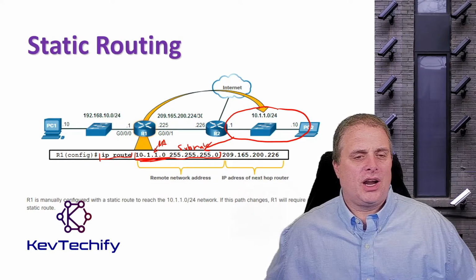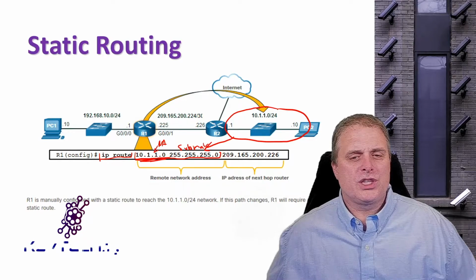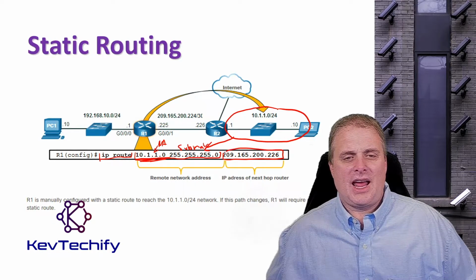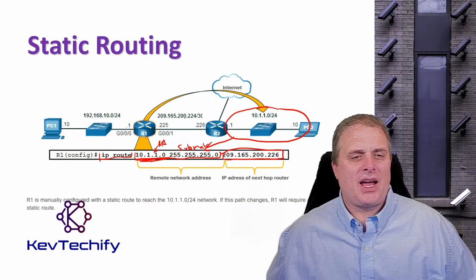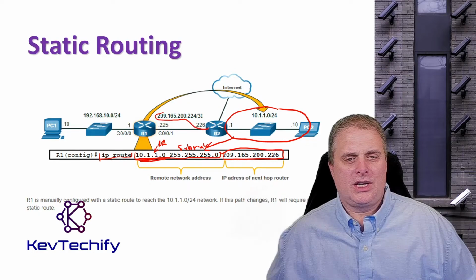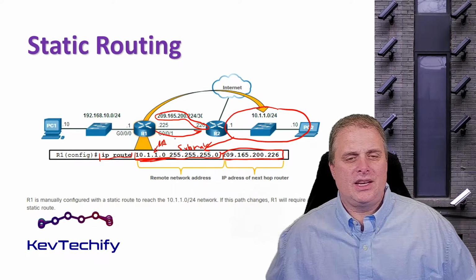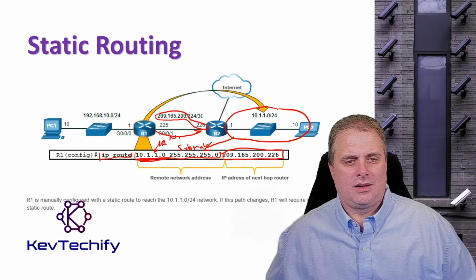If we identify traffic that's destined for it, we will send it to this address. This address is the next hop address. And so 209.165.200.226. That's this address. So this is the next hop address. It will send it here. I said next hop.